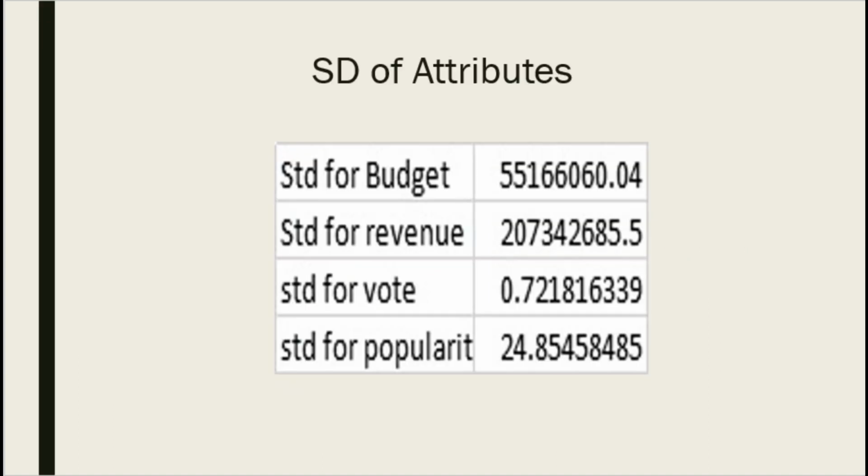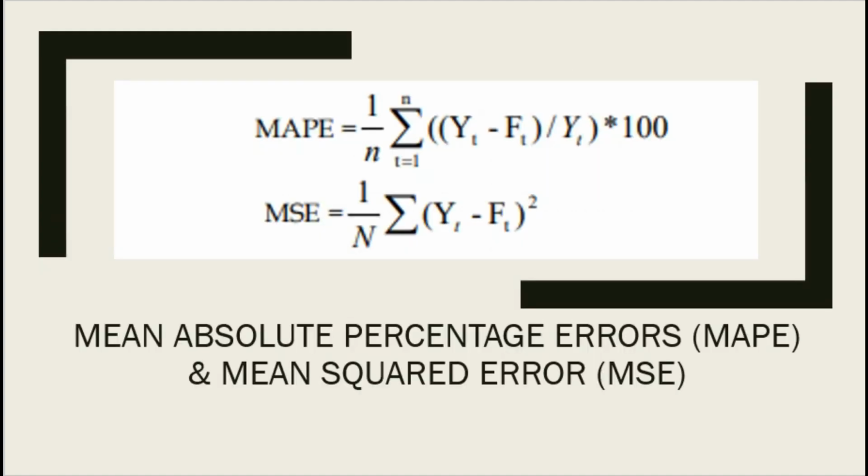From the standard deviation, we gain 4 different values for budget, revenue, vote, and popularity, which are these values. We also use mean absolute percentage error, which is also called MAPE, which is the first formula at the top, and also mean square error or MSE, the second formula.